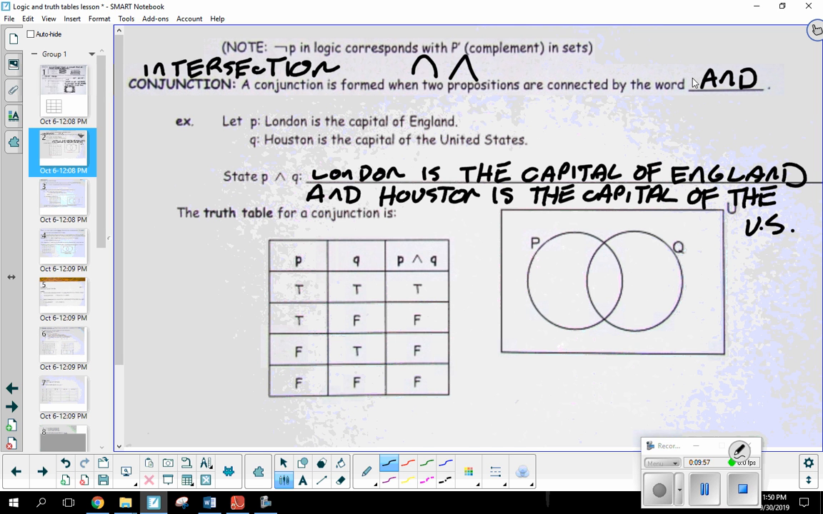If one of them is false, it's a false statement, or if both of them are false, it is a false statement. Okay. So there's all the different behaviors you can have when dealing with a conjunction. All right, so that is the truth table for a conjunction. Any questions on this? Okay, they both have to be true at the same time.